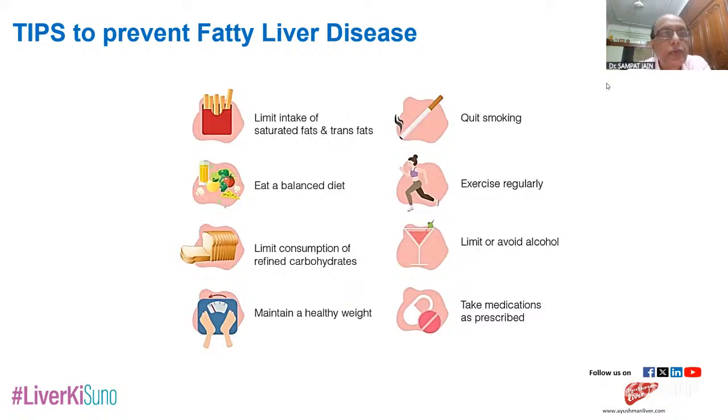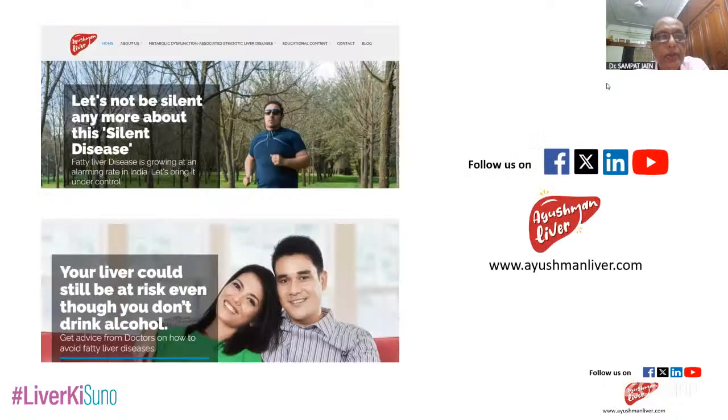So, tips to prevent fatty liver disease: limit the intake of saturated fat and trans fat in your diet, eat a balanced diet, limit consumption of refined carbohydrates, quit smoking, exercise regularly, limit or avoid alcohol, maintain a healthy weight, and take medications as prescribed by the doctor. So these are a few tips.